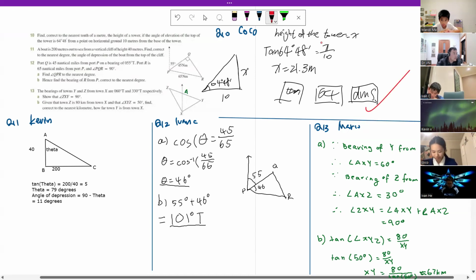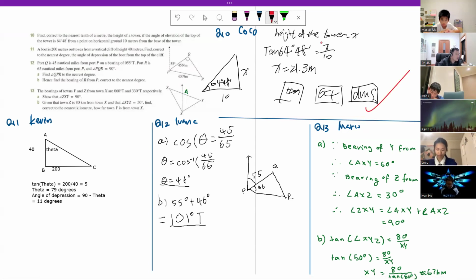All right, Kevin. Question 11. A boat is 200 meters out in the ocean from the vertical cliff, the height is 40. Very good. Find, correct to the nearest degree, the angle of depression of the boat from the top of the cliff. So this is the top of the cliff. This is the boat. I think you using ABC need to be more precise.